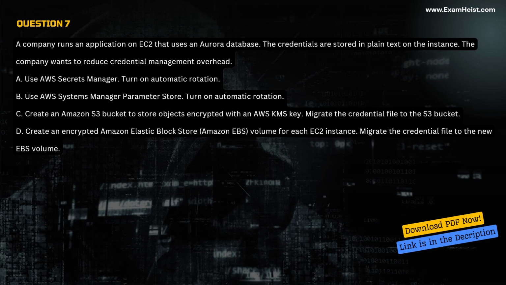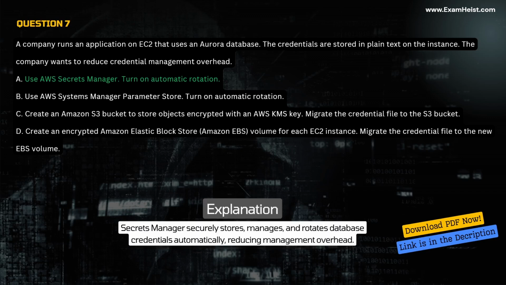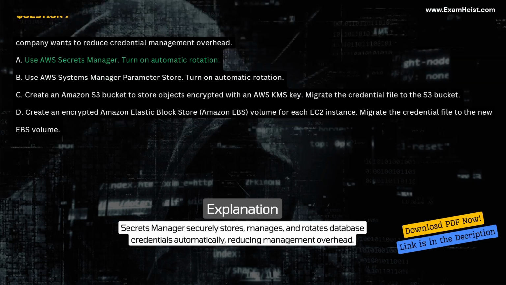C. Create an Amazon S3 bucket to store objects encrypted with an AWS KMS key. Migrate the credential file to the S3 bucket. D. Create an encrypted Amazon Elastic Block Store, Amazon EBS, volume for each EC2 instance. Migrate the credential file to the new EBS volume. Correct answer A. Use AWS Secrets Manager. Turn on automatic rotation. Explanation: Secrets Manager securely stores, manages, and rotates database credentials automatically, reducing management overhead.